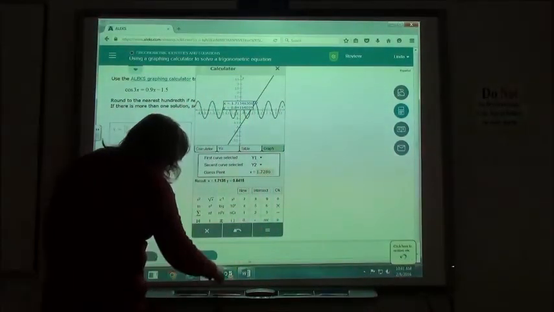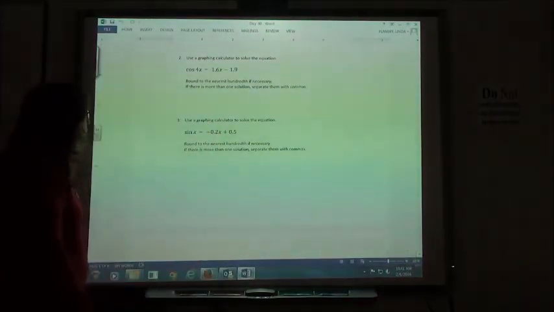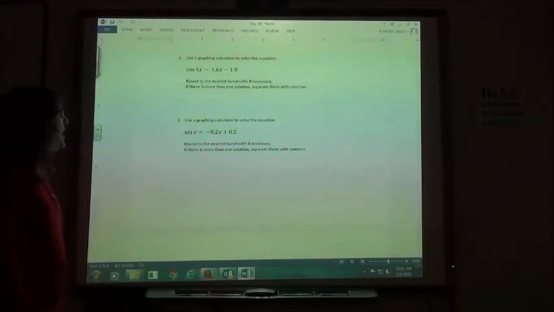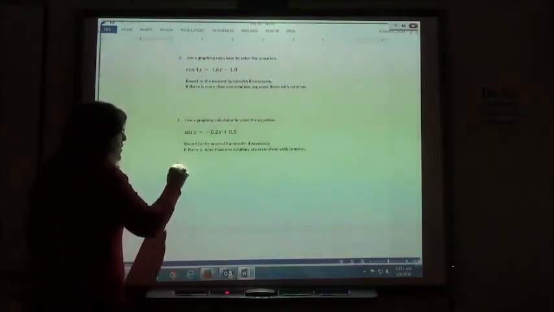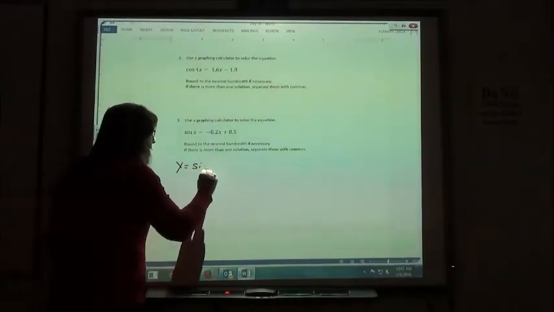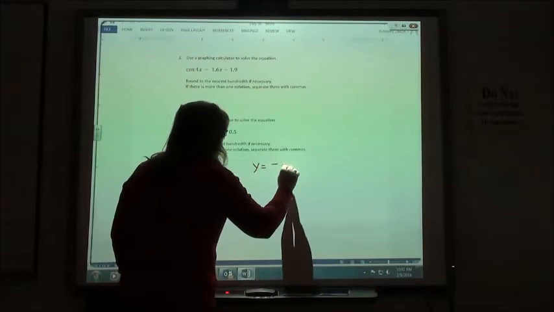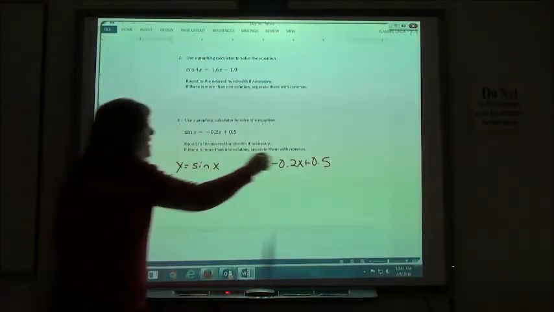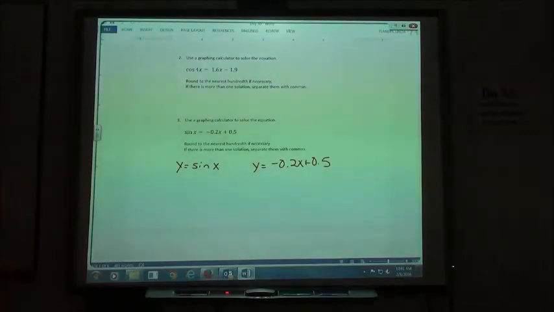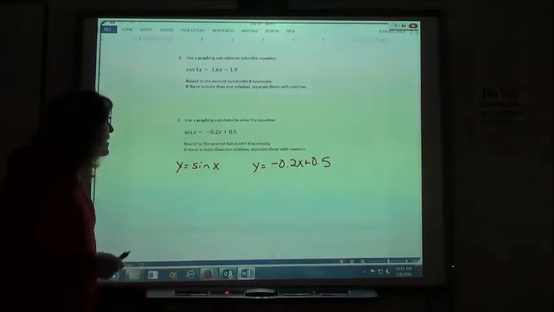And if we go back to number 3, we have the sine of x equals negative 0.2x plus 0.5. So our first equation, y just equals the sine of x. Our second equation, y equals negative 0.2x plus 0.5. And again, we want to see where those two equations intersect, so that we can find the solutions that they both have in common.